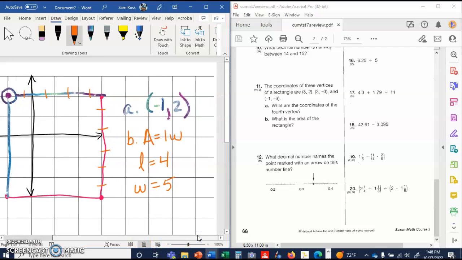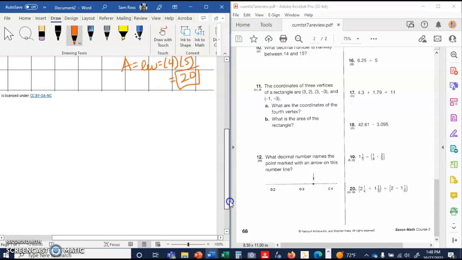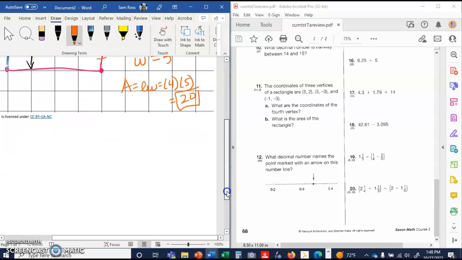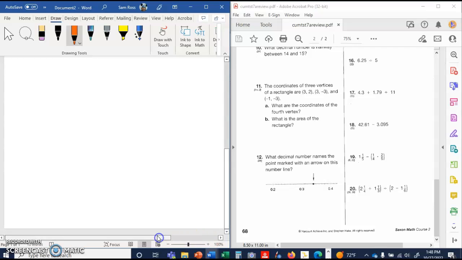So length times width is going to be 4 times 5, which is 20. Kind of running out of space there at the bottom, sorry. So there's that. If you need to see it, you can pause it. I'm going to go ahead and do 20.